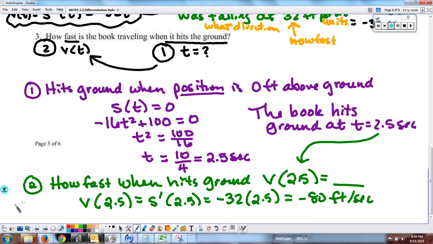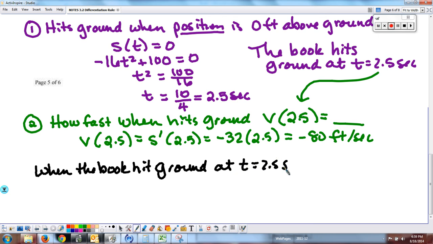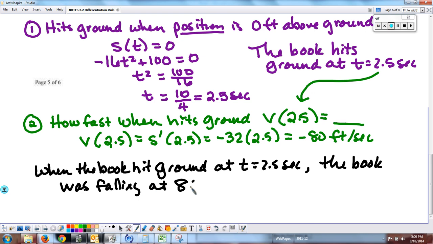And again, that's because that's the velocity. If I was going to interpret this, again, just because we need to start practicing, we would say that at the instant when the book hit the ground, at t equal to 2.5 seconds, the book was, what direction was it going in, falling, at how fast, 80 feet per second. How much? In your units.